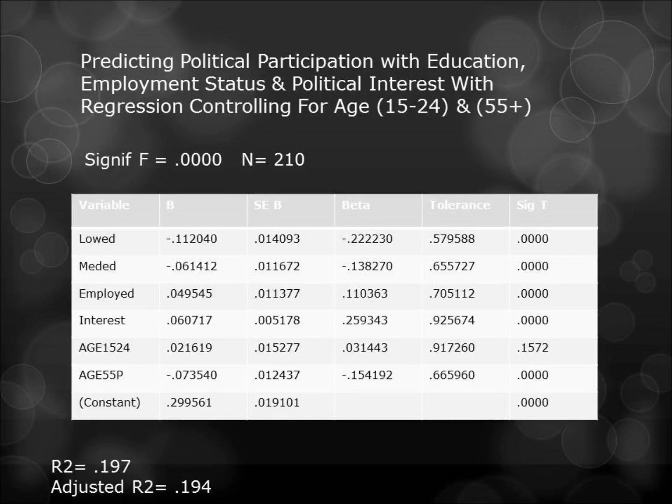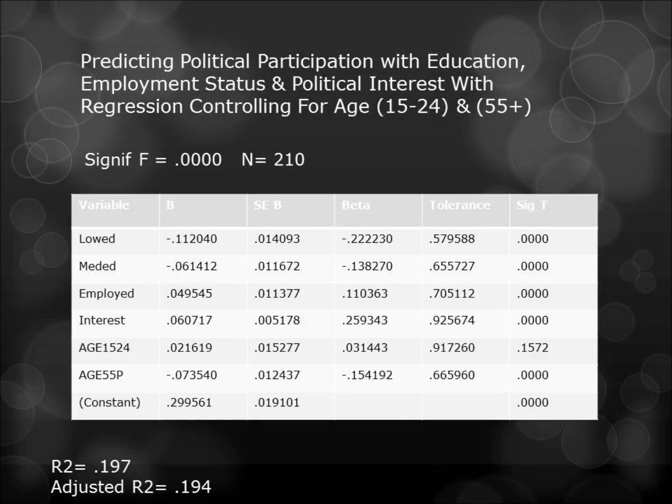After introducing the control variable of age, the R-squared value increased by almost 2%. In the control table, now about 20% of the variance is explained. The overall significance of the table remains at 0.000, and the tolerance scores for each variable are well over the 0.2 threshold, indicating that the problem of multicollinearity is not an issue. From examination of the beta values, it is evident that political interest has the greatest influence on political participation, followed by low education and employment status.